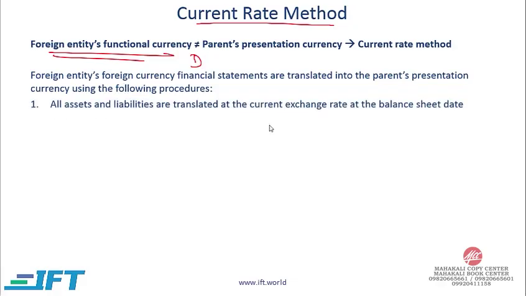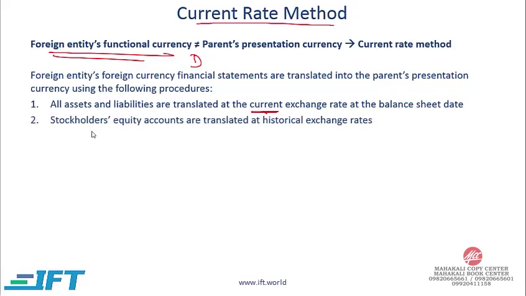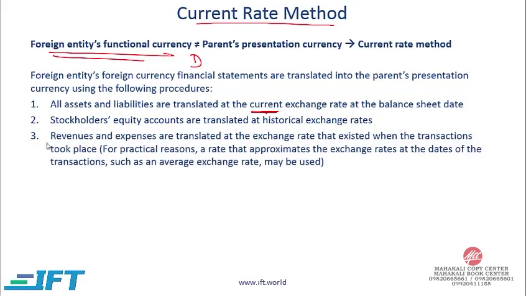All assets and liabilities are translated at the current exchange rate at the balance sheet date. So if the balance sheet date is 31st December 2002, then we look at the exchange rate on that day and translate all assets and liabilities based on that rate. Stockholders' equity accounts are translated at historical exchange rates. Just take this as a given. And finally, revenues and expenses are translated at the exchange rate that existed when the transactions took place.